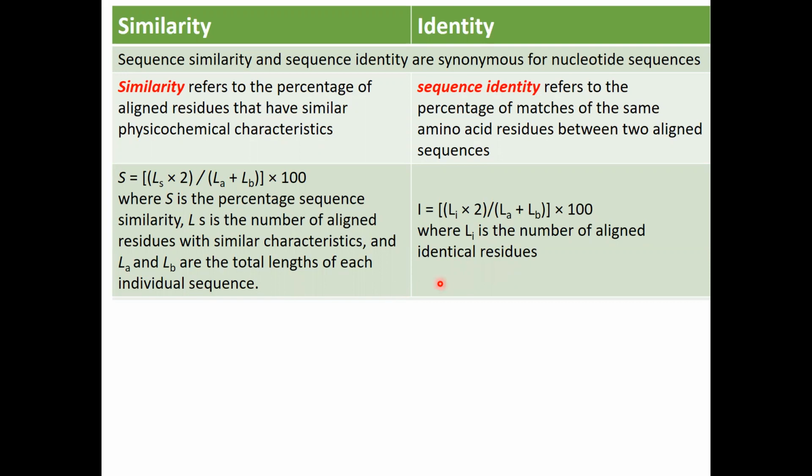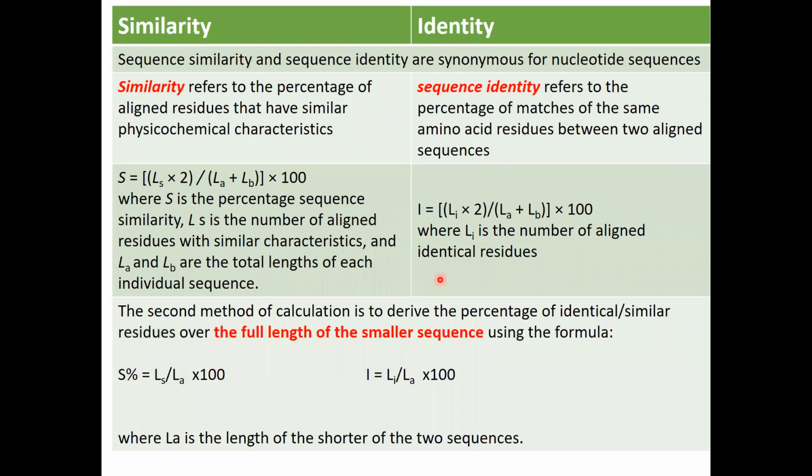These formulas are generally used for larger sequences. Sometimes we have very small sequences, so for smaller sequences we have another formula, which is obviously relatively simpler. For example, here percentage similarity is equal to the formula where LA is the length of the shorter of the two sequences. These two sequences have different lengths, and for identity, Li over LA, where Li is the number of aligned residues with identical residues, and LA is the length of the shorter of the two sequences.